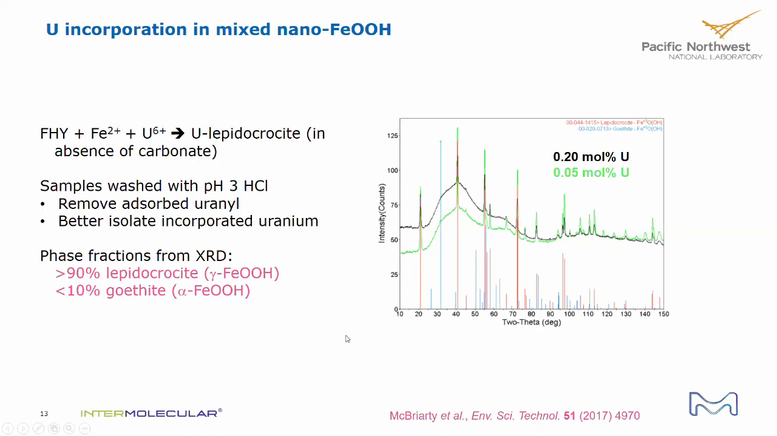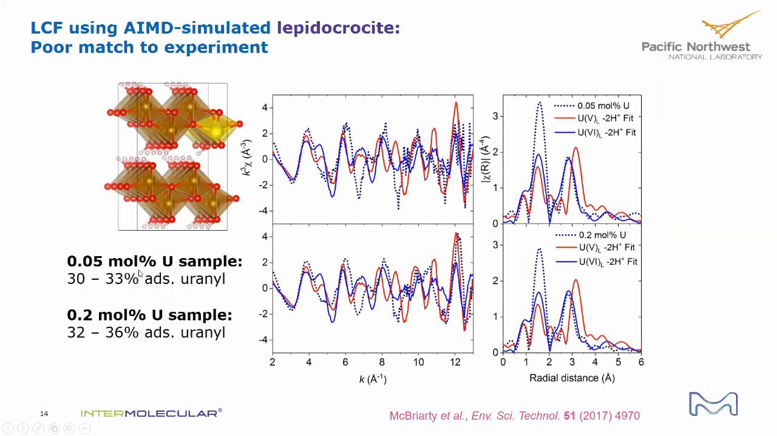So now if we do our XAFS analysis of these uranium-incorporated samples, we might guess that the uranium will be in this majority lepidocrocite phase, right? But it turns out that if we do our fits to simulated uranium 5 or uranium 6 in lepidocrocite, as well as adsorbed uranyl, we don't get any good agreement whatsoever. These are the best fits that we could get, and as you can see, they don't make any sense.